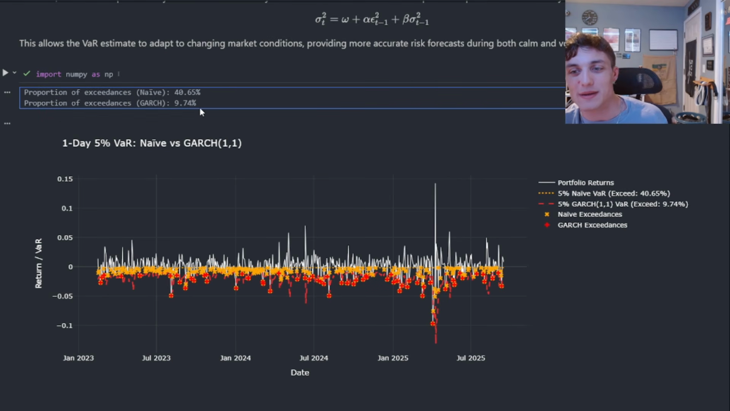I get 9.74 exceedances relative to that 5%, which should be expected. Certainly significantly corrected. We may be able to capture this better. Of course, there are different things we could do to improve this. This is just a simple horse race between a naive approach with a homoskedastic assumption and this conditional heteroskedasticity offered by the GARCH model, and we can already see a significant improvement in our risk performance.